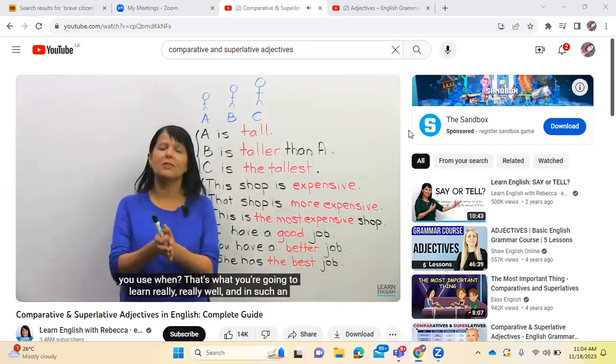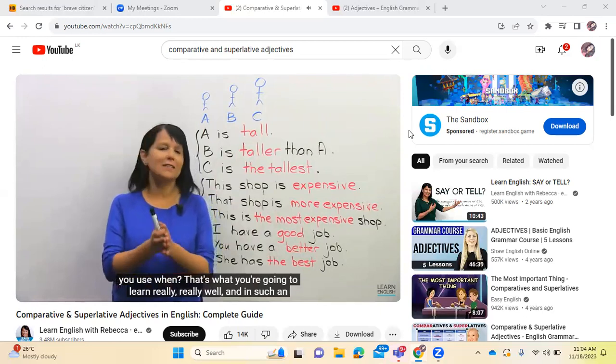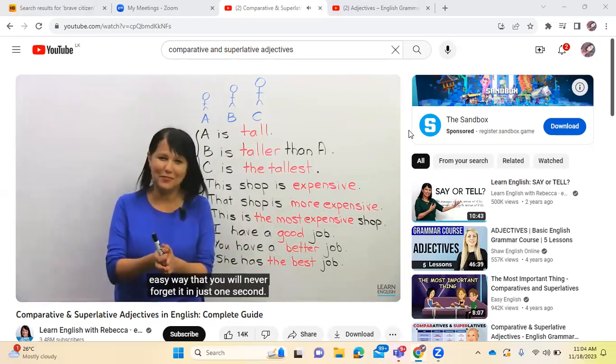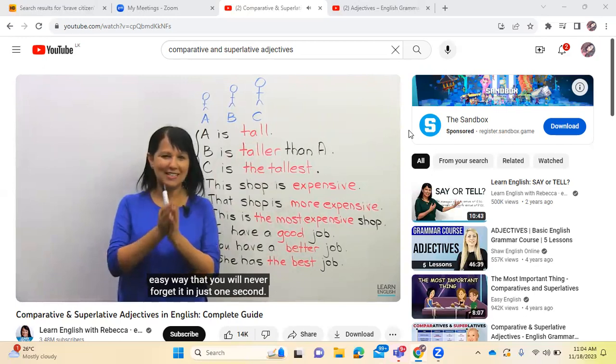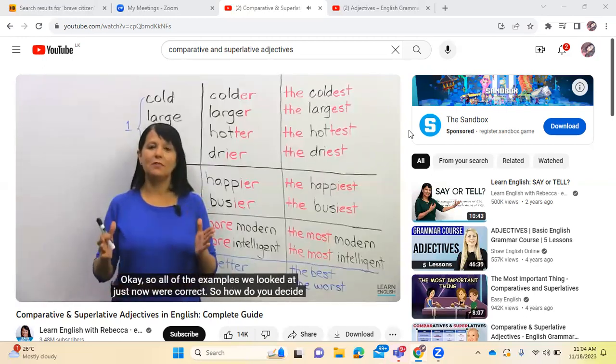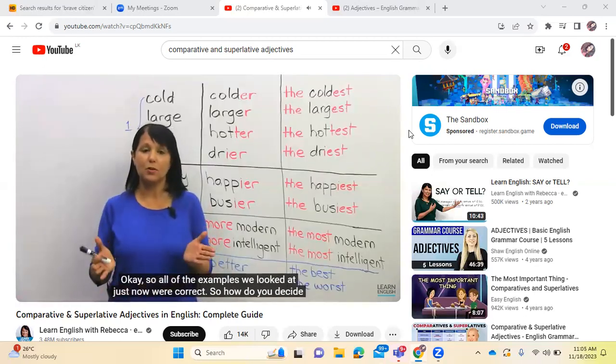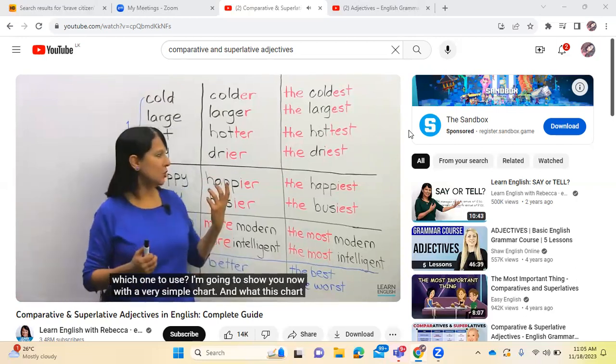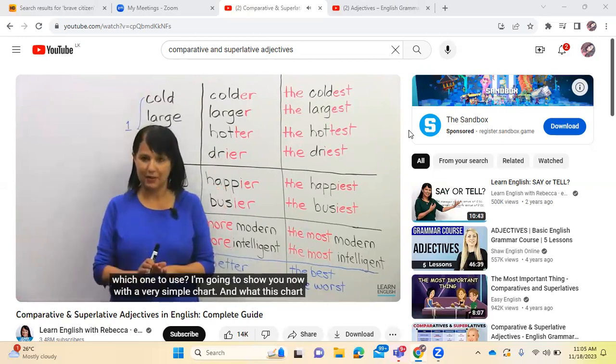That's what you're going to learn really, really well, and in such an easy way that you will never forget it in just 1 second. Okay, so all of the examples we looked at just now were correct. So how do you decide which one to use? I'm going to show you now with a very simple chart.